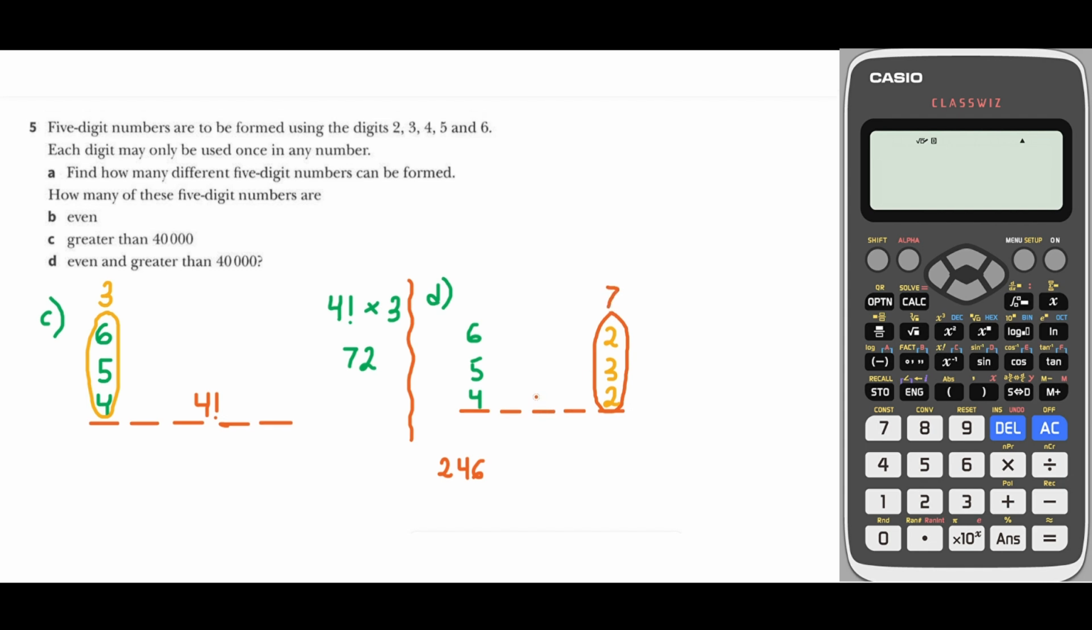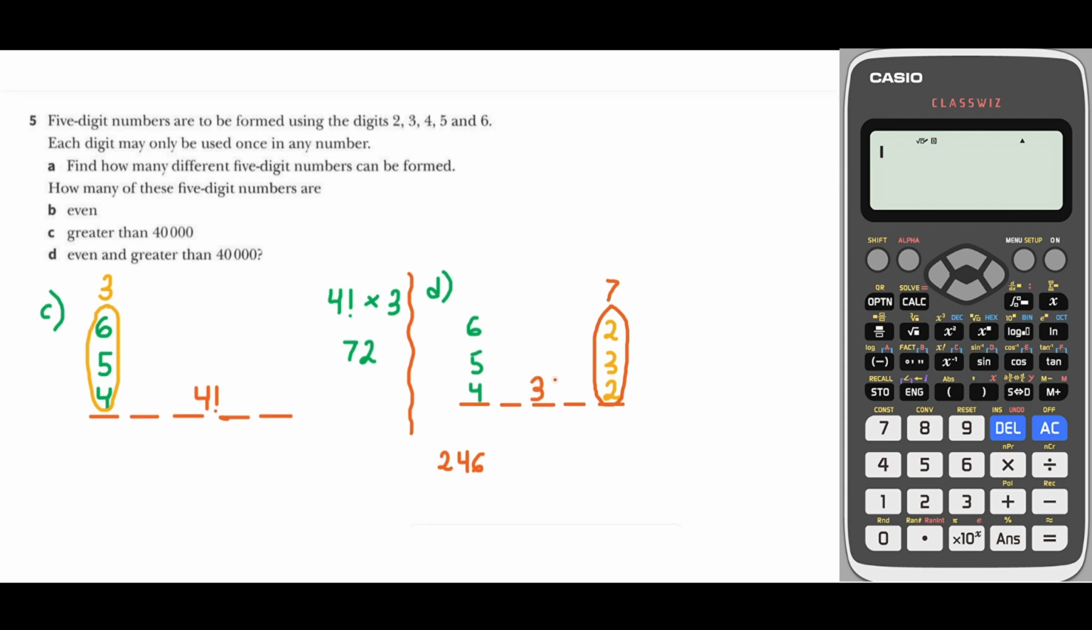We are left with 3 digits to arrange in 3 spaces, which will be 3 factorial. Multiply 3 factorial by 7. The answer for Part D is 42. That's it for this question.